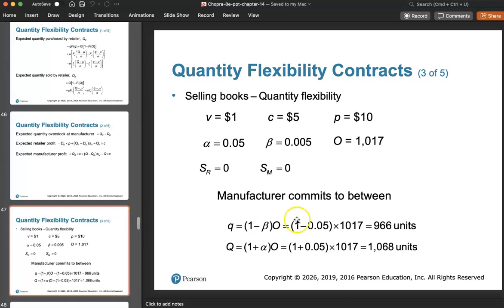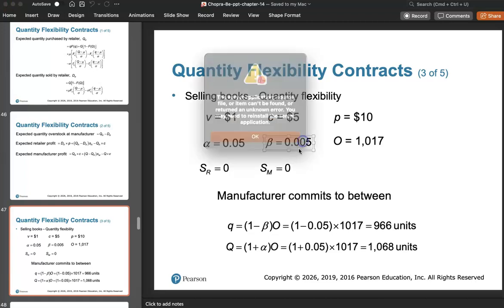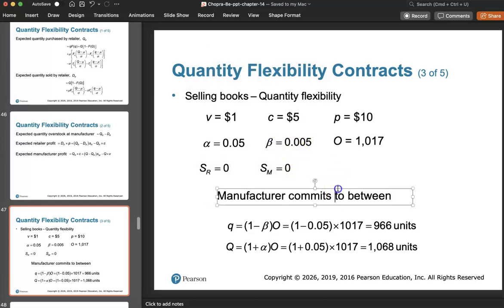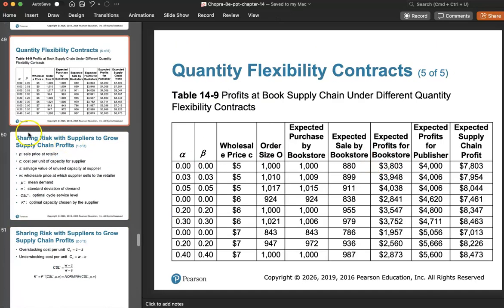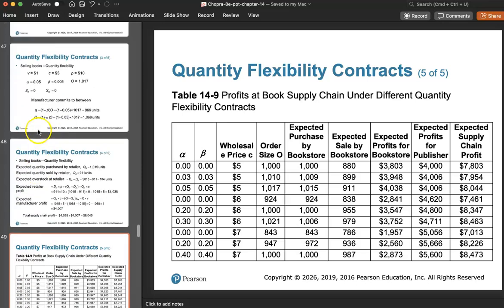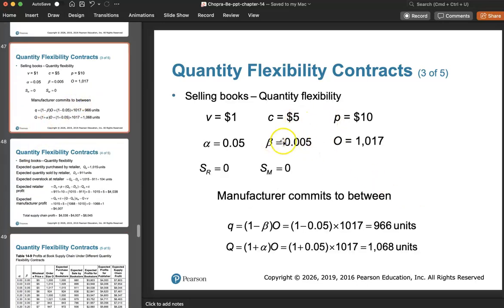Actually, that is a mistake. I think that is also 5%. That should also be 5% and not 0.5%. Okay, I think I messed that up. So 5% more and 5% less than 1117. Again, where did the number 1117 come from? 1017 is given to you.